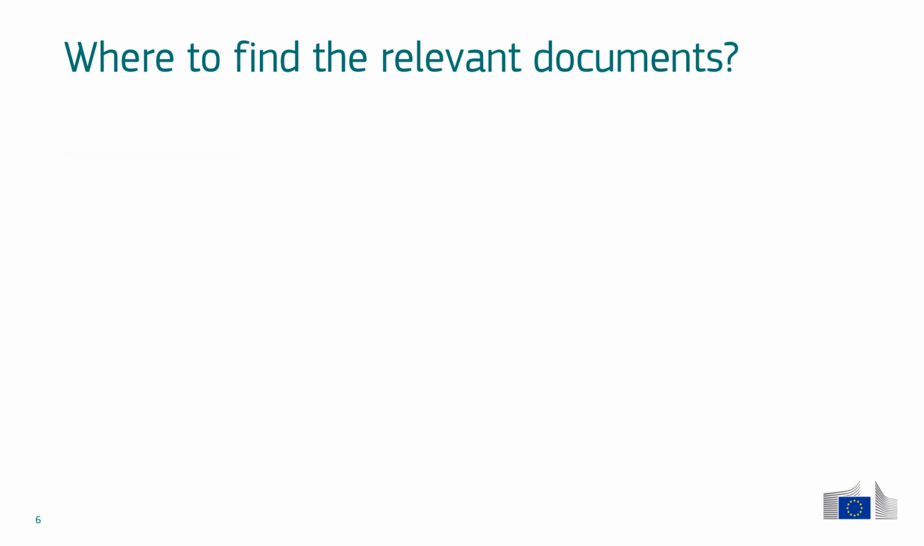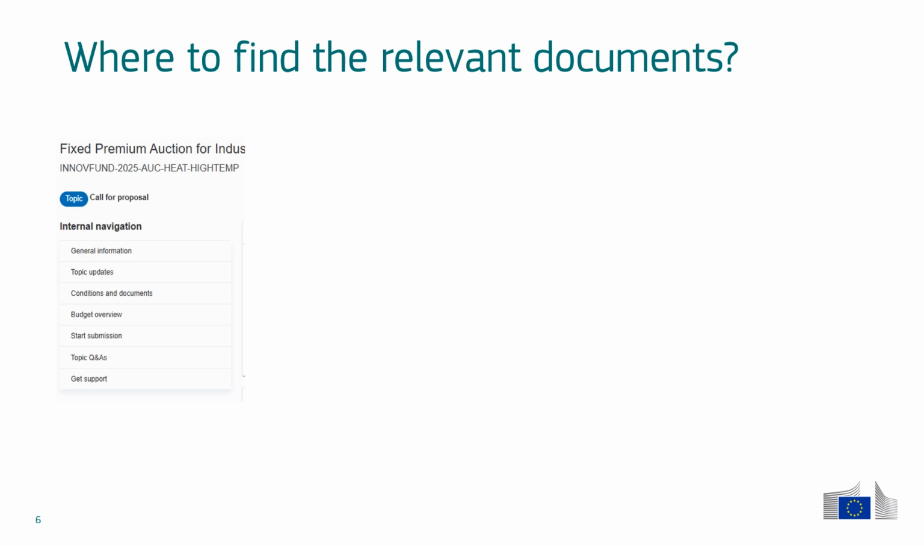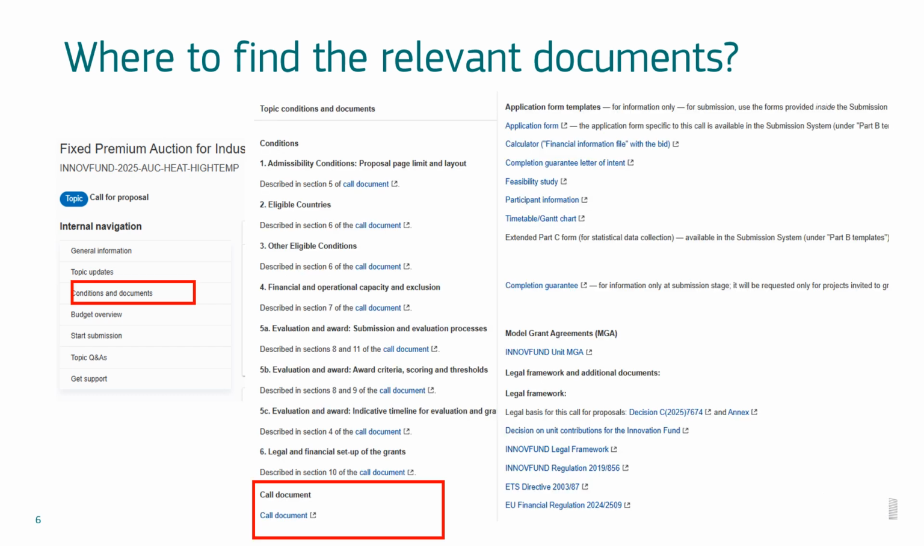You are now on the page referred to as Topic page. On the left-hand side, you can see a menu. If you click on Conditions and Documents, you will immediately see the different documents that are available, and the most important, the one that you should read first, is the call document. This document will give you all the information that you need in order to understand what the call can fund, how the proposals will be assessed, and how you can prepare your application.